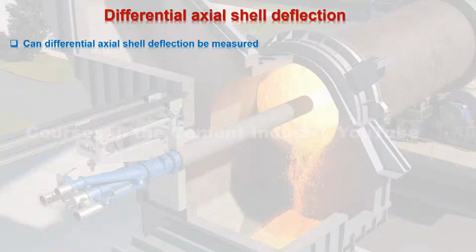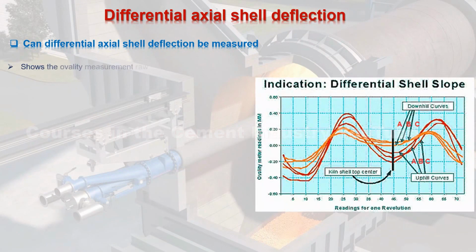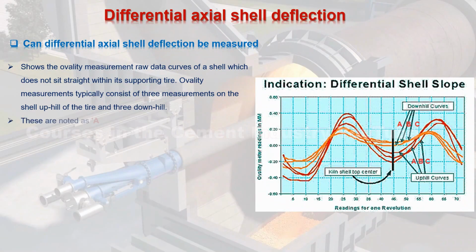Differential axial shell deflection, can it be measured? Consider this figure, which shows the ovality measurement raw data curves of a shell that does not sit straight within its supporting tire. Ovality measurements typically consist of 3 measurements on the shell uphill of the tire, and 3 downhill. These are noted as A, B, and C uphill, and as A, B, and C downhill respectively.